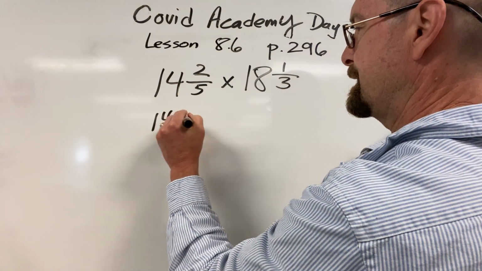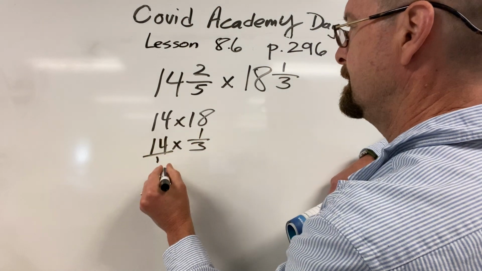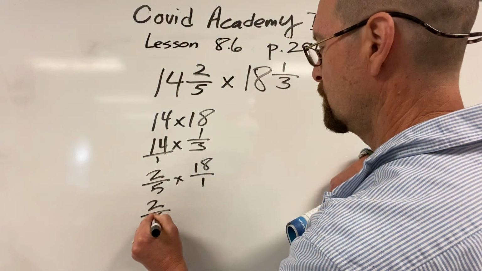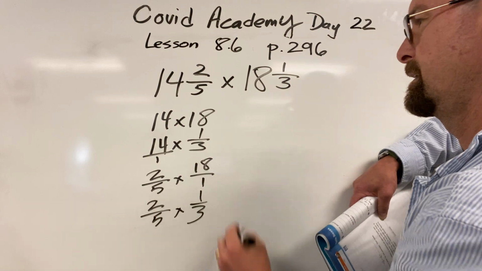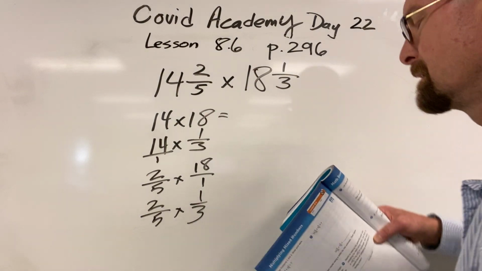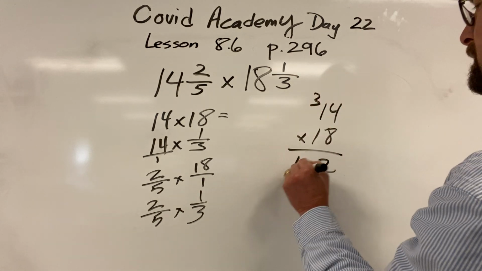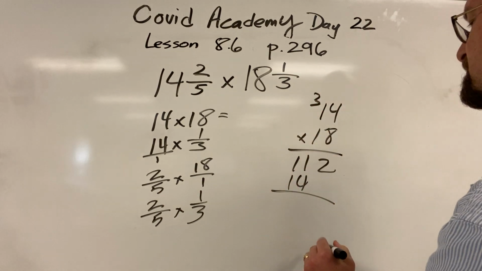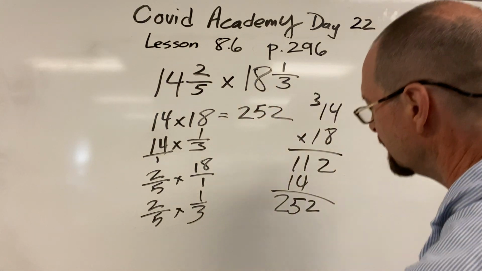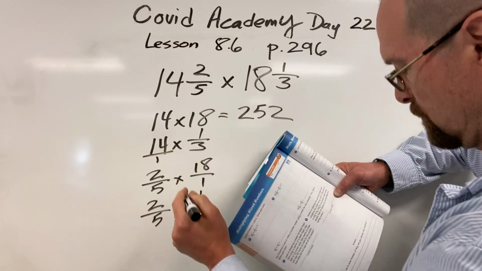We've got to do 14 times 18. We've got to do 14 times 1/3. I mean, come on. 2/5 times 18 and 2/5 times 1/3. I teach here. I don't know what 14 times 18 is. 2 carry the 3, 11, 4, 1, 2, 5. Well, it's 252. Come on, everyday math. Jeez, 252.